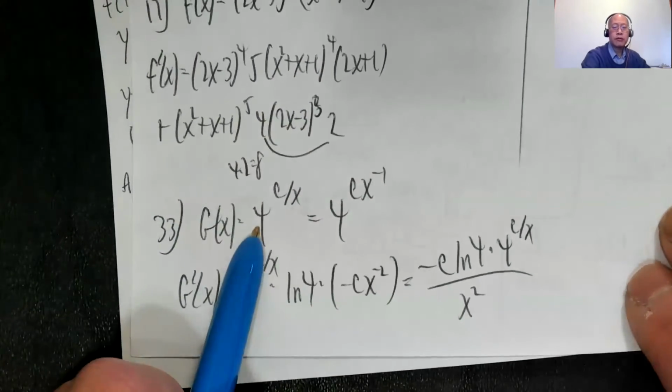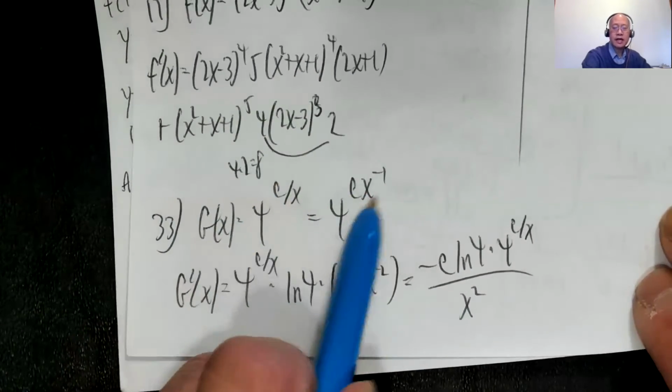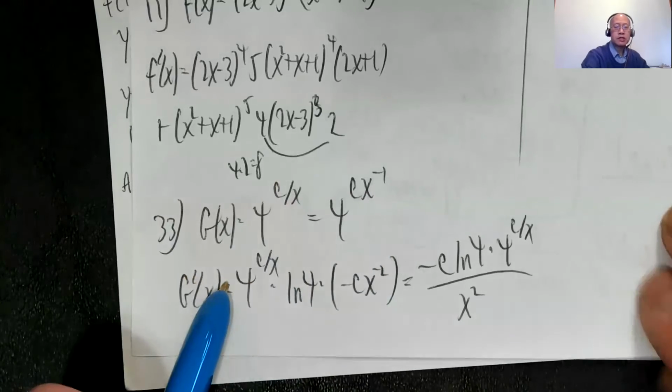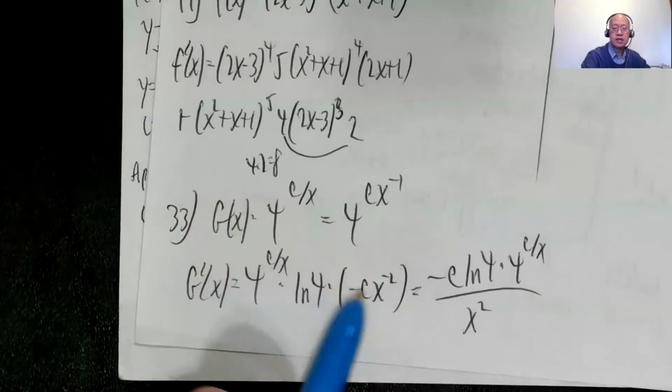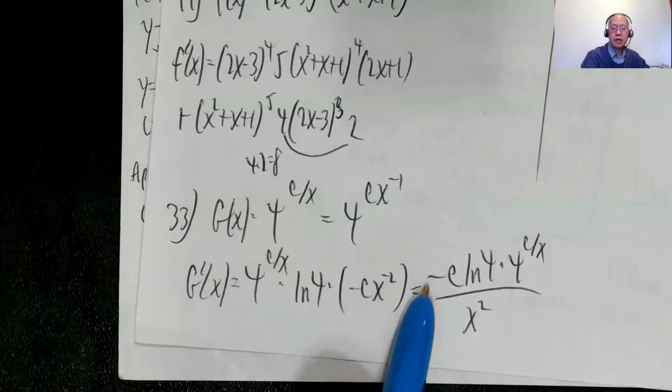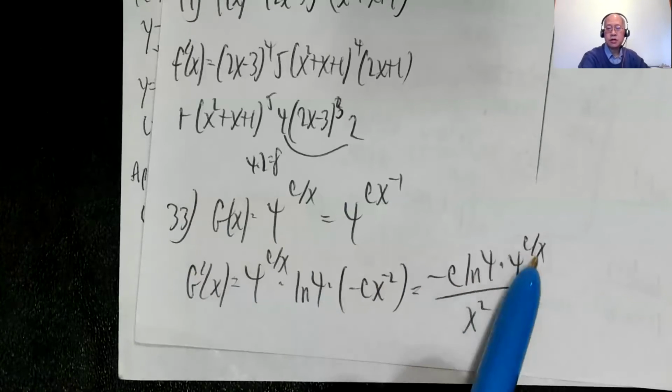33, g of x is 4 raised to the c over x, which is c x to negative 1. So g prime of x is 4 to the c over x ln 4 times the derivative of the exponent, which is negative c x to negative 2. Clean it up: negative c ln 4 times 4 to the c over x, all over x squared.